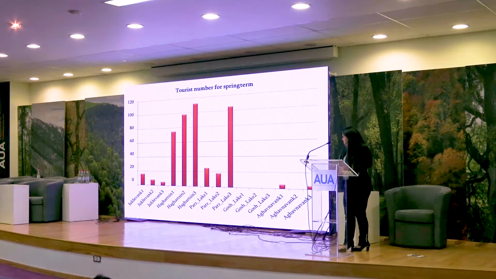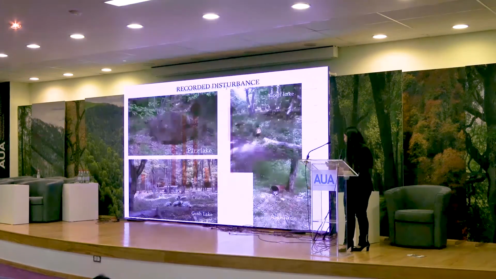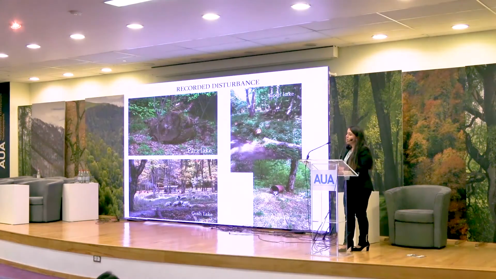And this is the tourist number for the spring term, and these numbers are calculated during the weekends. So, for example, in Havartsin the number could reach more than 100, and the same in Parz Lake. This is mainly because the roads to Havartsin are better, it's close, so a lot of people are going there. And Parz Lake has some attractions that are attractive to tourists.